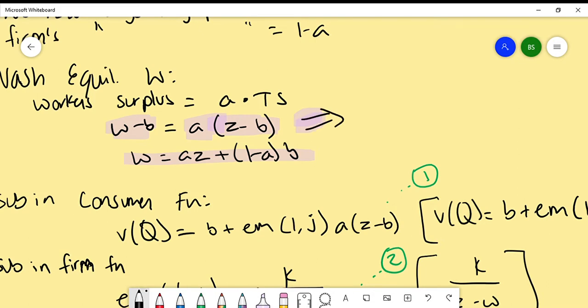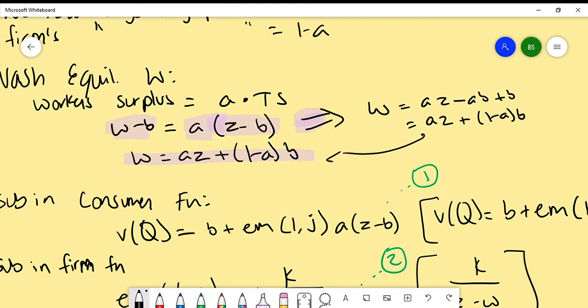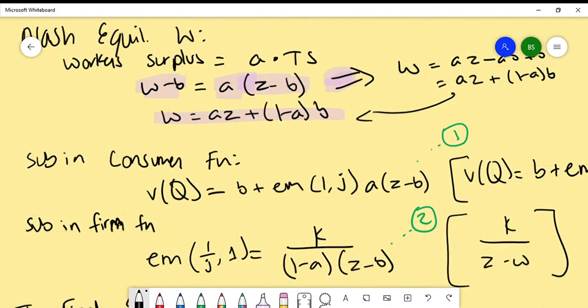So we have W equals AZ minus AB plus B, which equals AZ plus 1 minus A times B. So we've gotten to this part. Now we're just going to sub this into the consumer function.